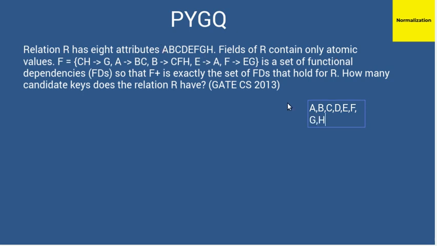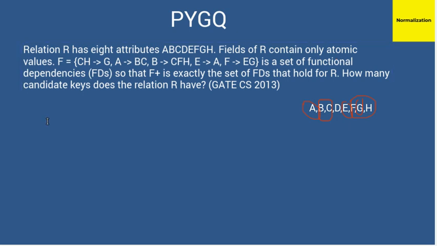So from a to h are there, and first of all you need to find which elements are present on the right side. So what are the elements present on the right side? You have g, so mark g, and you have bc, so mark b and c, and you have c f h, so mark c, f and h, and you have a e g, so a, e and g. So what are the remaining elements left over? You have only d.